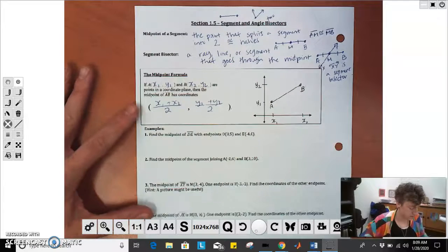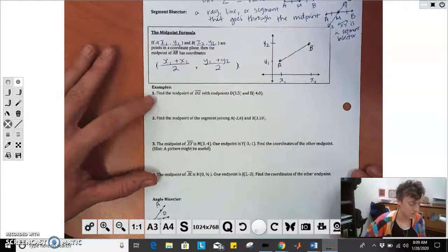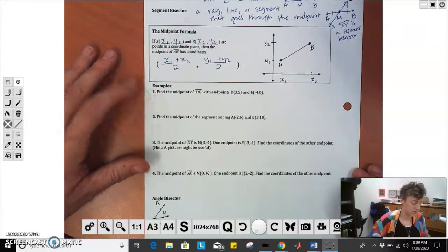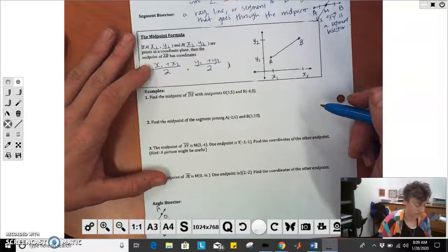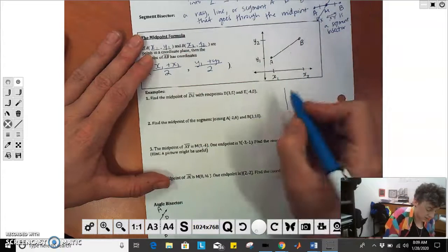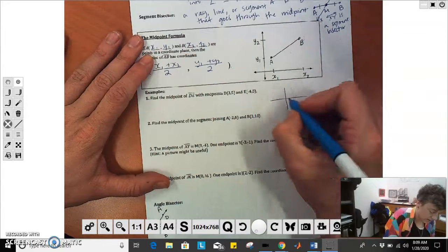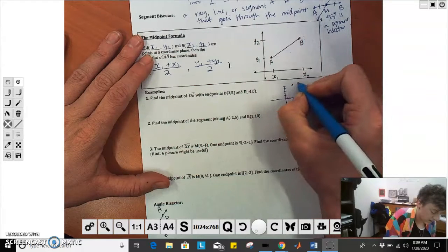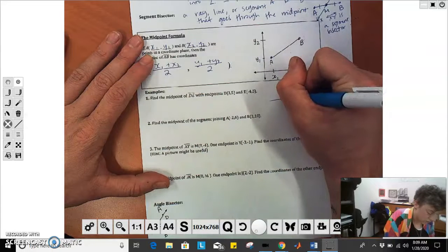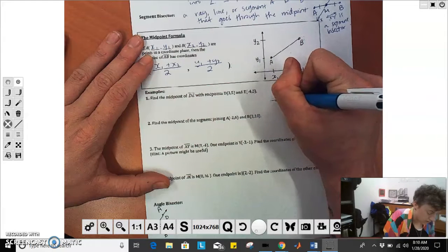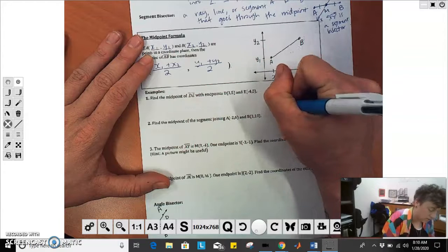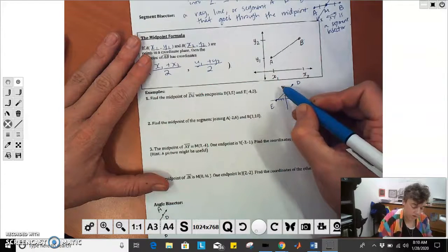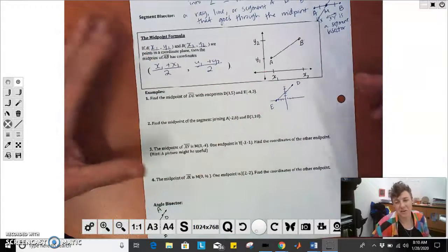Okay, let's try it out. Find the midpoint of segment DE with endpoints D at 3, 5 and E at -4, 0. I'm going to do a quick little sketch. Sketching is best. I got D at 3, 5. There's D. And E's at -4, 0. So here's my segment. I know my midpoint should be in there somewhere. So if I get a point that's way over here, I know I did something funny.